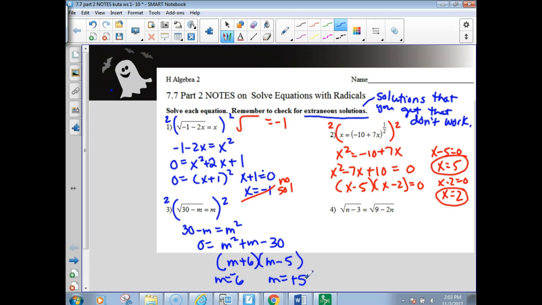Okay, -6 and 5 then are my solutions, right? Okay, now, -6, is that going to work? Because it would say that you've got, let's see, -6 would give you plus 36 in there. That would be the square root of 36 equals -6.